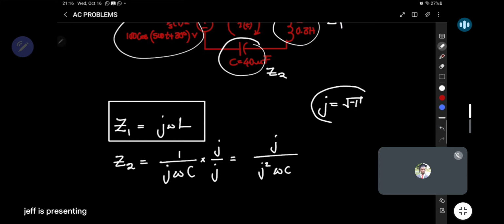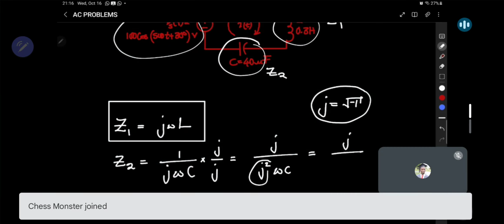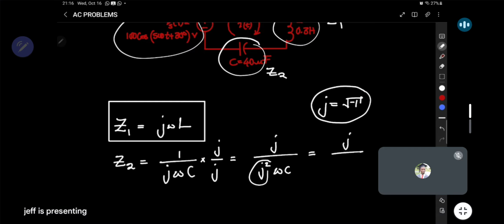But remember, we did say that J is equal to the root of -1. Based on that, this is what ends up introducing a negative in the denominator, because the square of J there will leave -1 here, because again, J is root -1. So the square of J will mean the square of root -1, which cancels this, leaving us with that -1. So now we have this leading us to j over omega c.